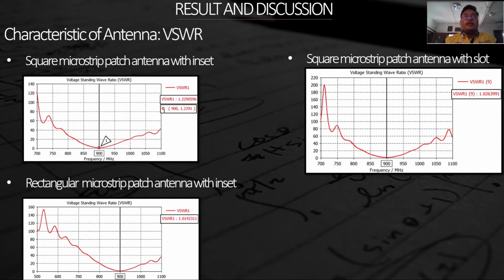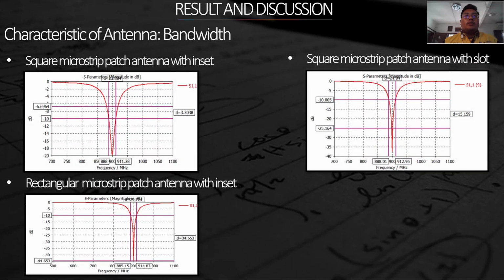Next is about VSWR. As we know, the VSWR results from each of the antenna designs are below 2. For square microstrip, the VSWR is 1.2. For rectangular microstrip it is 1.04, and the last one, the square microstrip patch antenna with slot, is 1.026.